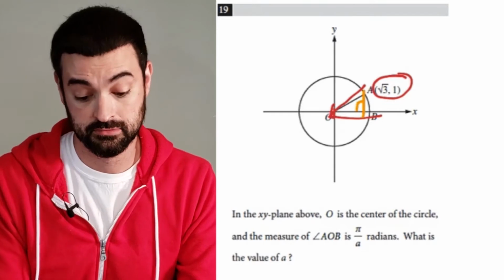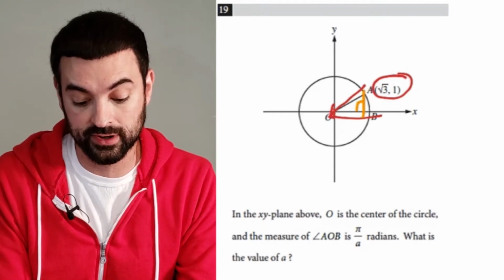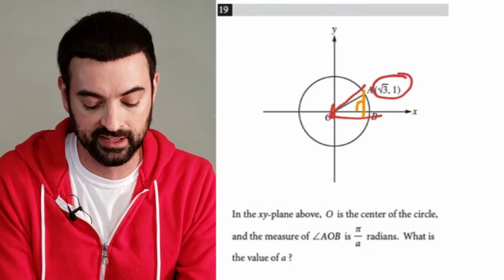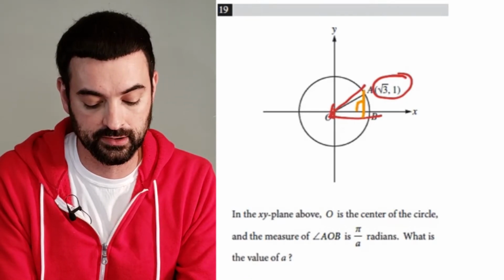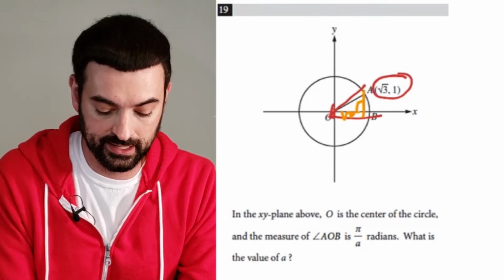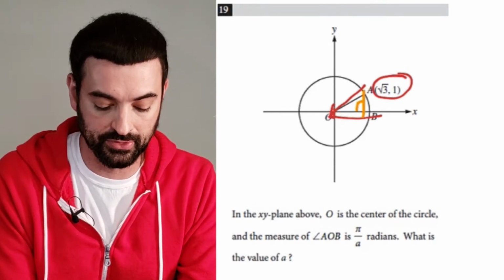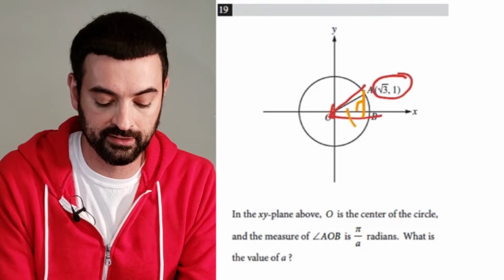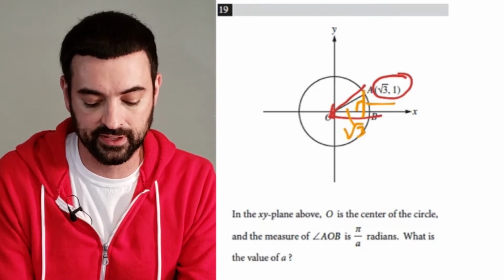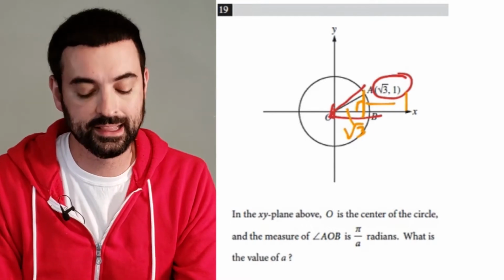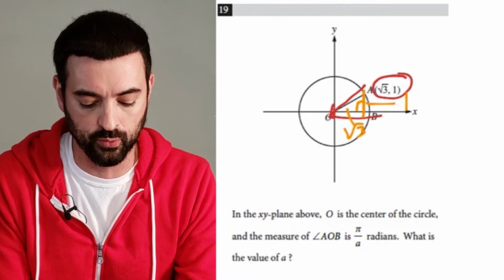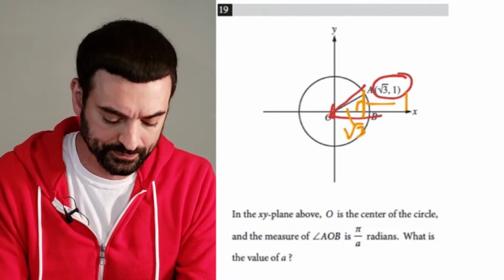And hey, because the x-coordinate of point A is root 3, we can tell ourselves that this particular length is root 3. We also know that the height of this triangle is 1. Hey, let's look at our proportions now. We have a 1, we have a root 3.